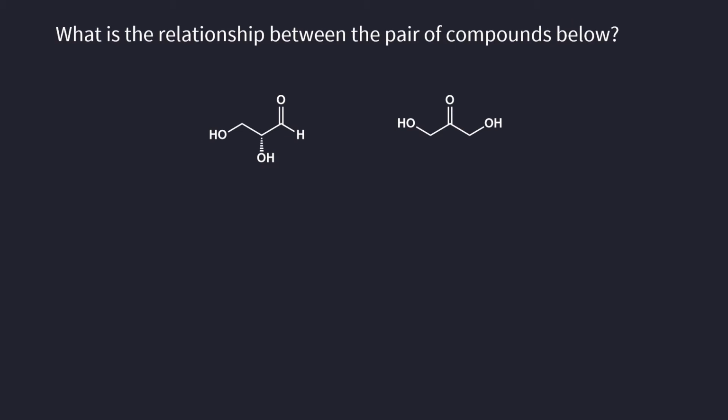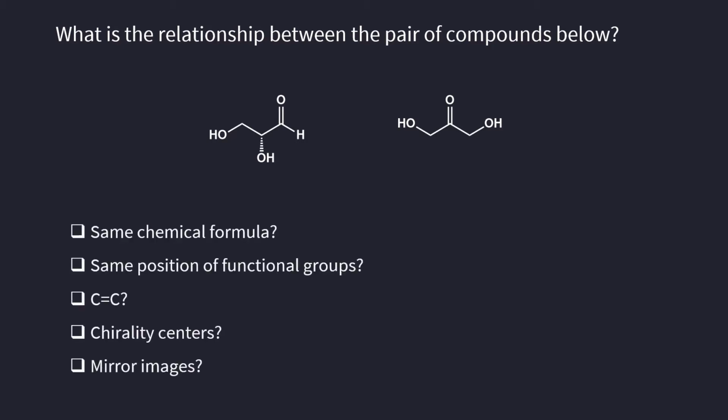What is the relationship between the pair of compounds below? The question is asking us what kind of isomers these two compounds are. And to answer this question, I like to go through a checklist in my head. For these two compounds to be isomers, they need to have the same chemical formula. And it just so happens that these two compounds have the same molecular formula of C3H6O3. So they do in fact have the same chemical formula and are isomers.